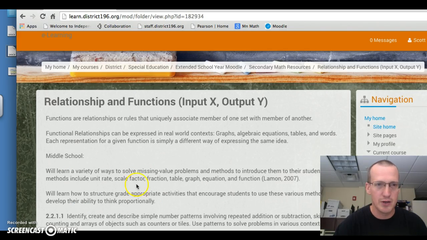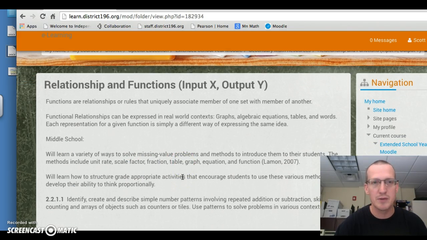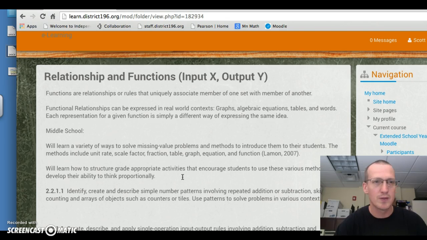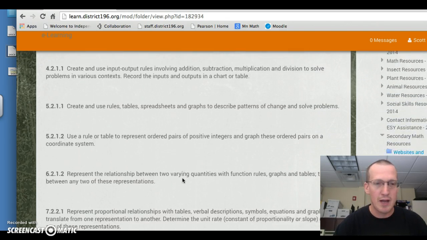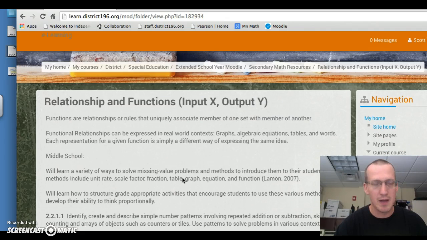Once you get there, you're going to have two documents. The first document is going to look like this, where it's going to say relationship and functions. You're going to have a bunch of different information there, and it would be really good to have that on the side as you're working on everything. Here are the two actually that you're going to be looking at.